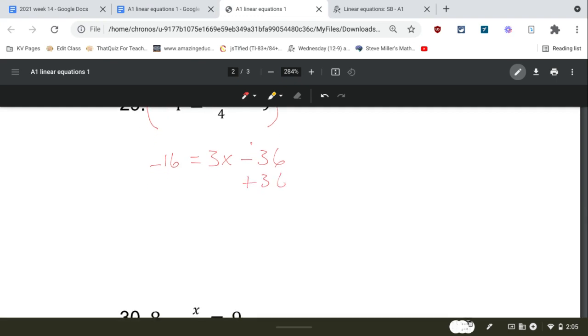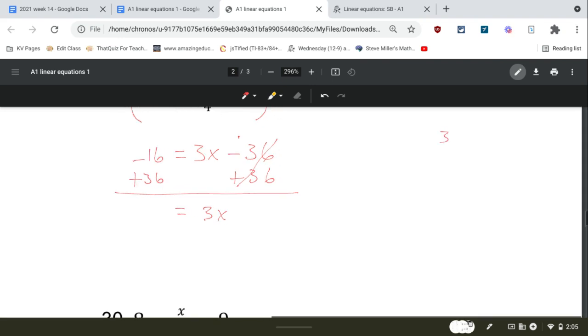Two-step equation. We'll add 36 to both sides. Those cancel. We get 3x equals negative 16 plus 36. That's the same as 36 minus 16, which is 20. All right. Divide by 3. Divide by 3. And that's our answer. X is equal to 20 over 3. That does not simplify.